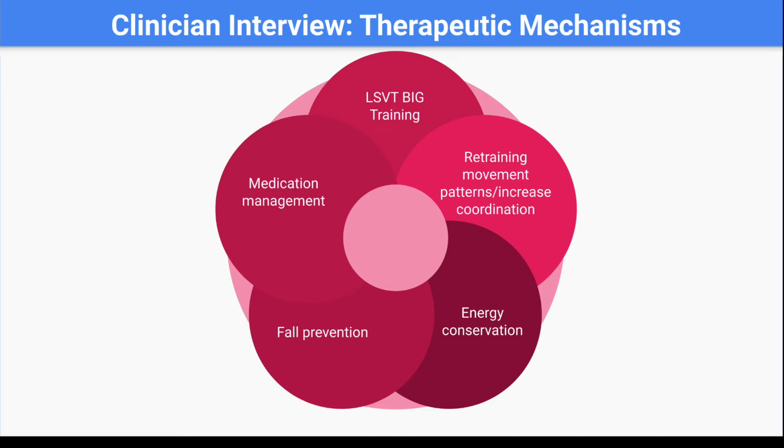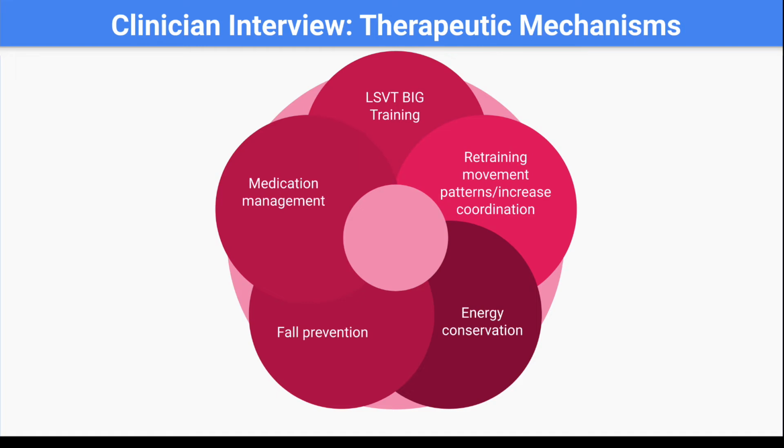Oftentimes, those with Parkinson's experience on and off times, where symptoms are more or less severe depending on medication management or symptom flare-ups. During those times, some therapeutic mechanisms will be focused on more than others, such as finding appropriate medication dosages and focusing on patient safety. Some of the major therapeutic mechanisms used with Parkinson's patients include LSVT training, retraining movement patterns and increasing coordination, energy conservation, fall prevention, and medication management.